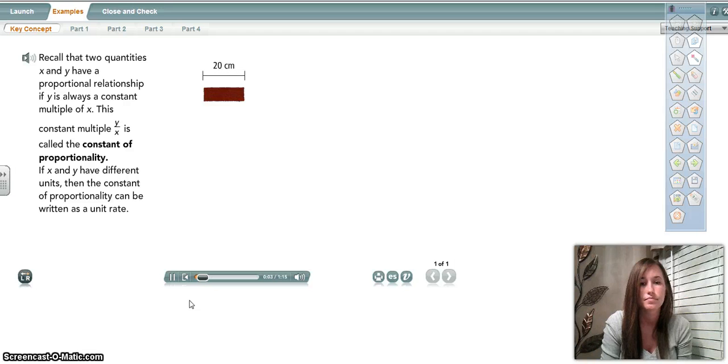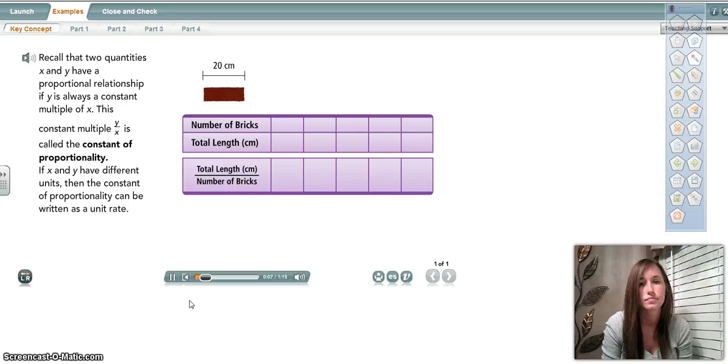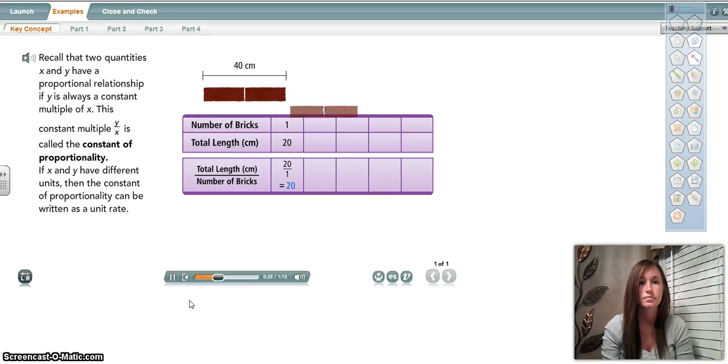There is one brick with length 20 centimeters. The proportion total length to number of bricks is 20 to 1, so the constant of proportionality, or unit rate, is 20. There are now two bricks with length 40 centimeters. The proportion total length to number of bricks is 40 to 2, so the unit rate is 20.